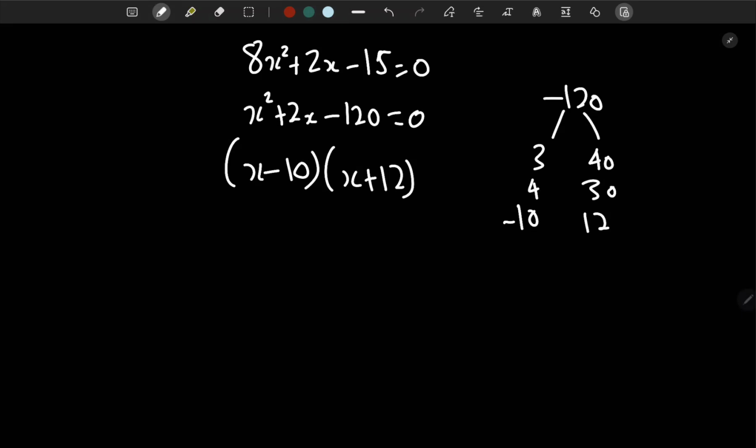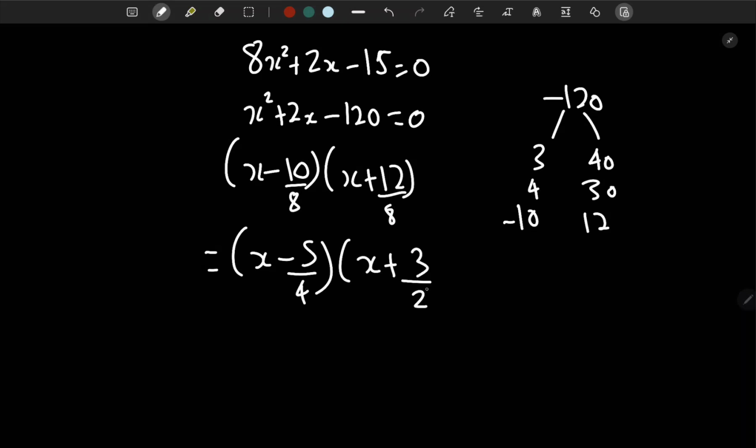So now the next step is, since we multiplied 8 by negative 15 here, we are going to divide these two numbers by 8. So just simplify this now. It's going to be x minus 5 over 4, and here you're going to get x plus 3 over 2 is equal to 0.